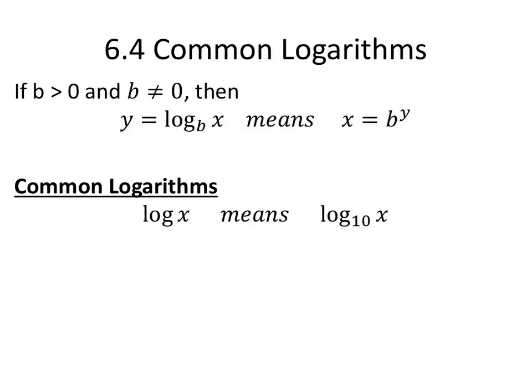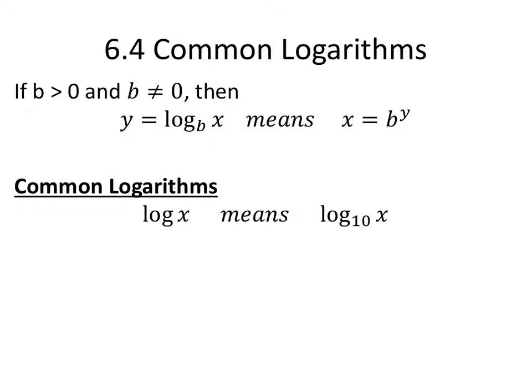Well, as it turns out, some logarithms became more popular than others. Not in a social sense, but just out of sheer repetition. And that's why they called some of these common logarithms, because they happen so commonly. Now don't worry about that b is greater than 0 stuff, or b is not equal to 0. Don't worry about that, okay?